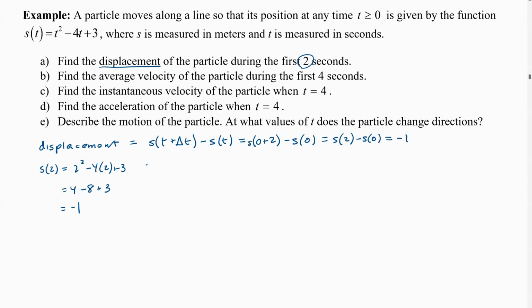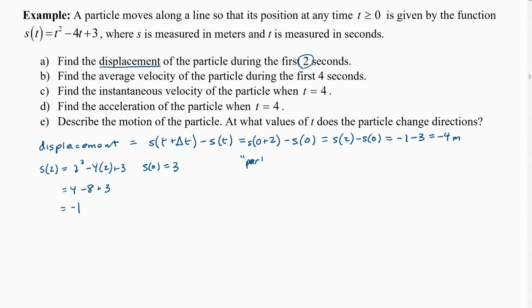And then position at time 0. Oh, that looks pretty easy. That's 3. Our displacement then is -4 meters. What does that mean? That from time 0 to time 2, the particle moved 4 meters.